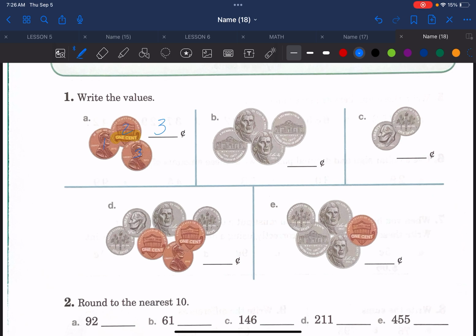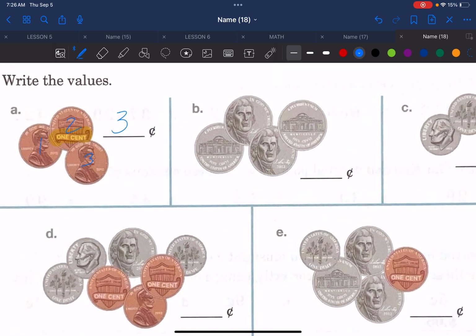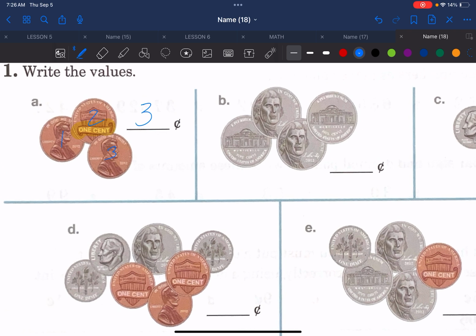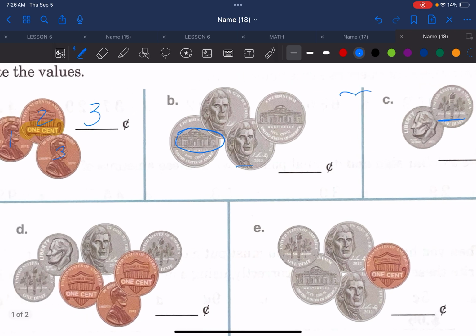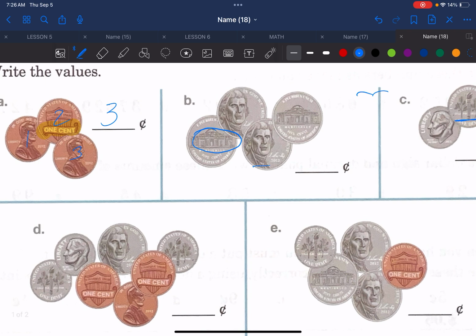Okay, this next one is a little trickier to see. Also, this person, the man on this one, looks way different than in real life. Okay, but if you are looking at the coins, the one that has the building on the back is the nickel. The dime has the torch and leaves, and then the quarter that we won't do today has the eagle. So the one with the building is the nickel.